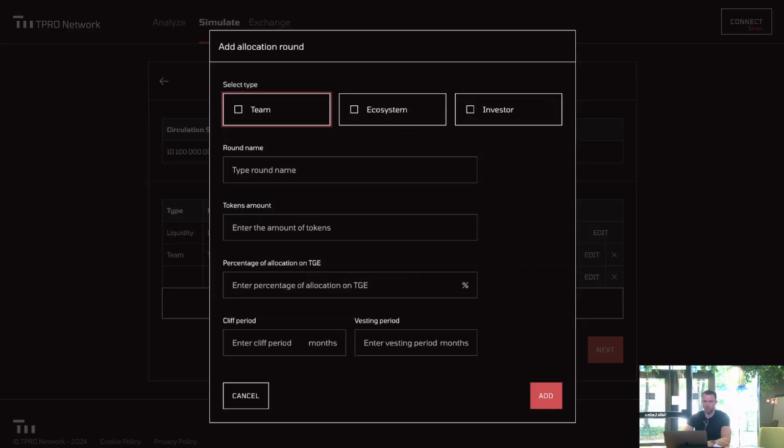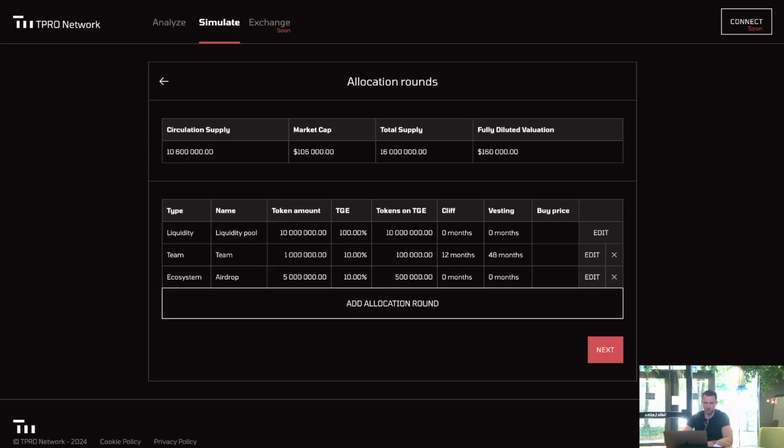Then, okay, let's say ecosystem, right? Let's do the minimal case. So probably we would like to do some airdrops, some incentivization and so on, right? So let's call it airdrop, and let's say we would like to have, I don't know, maybe 5 million tokens here, right? 10% on the token generation event. For the cliff, maybe no cliff, and maybe also no vesting. We want to have all of them available from day one, right?